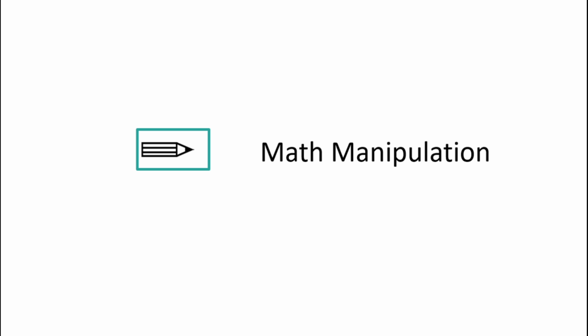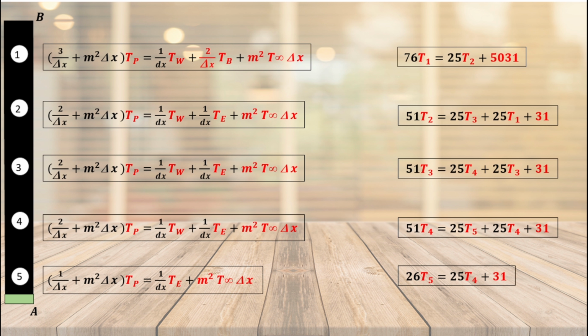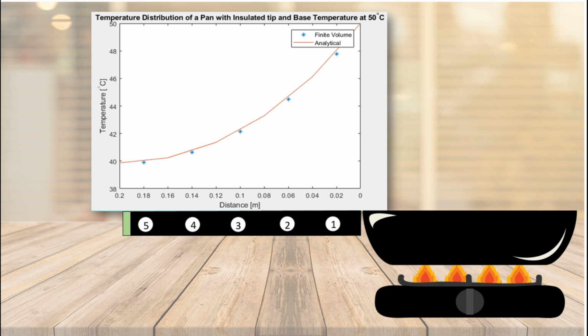Last step is math manipulation. Now we have all the nodal equations from previous slides, and the coefficients can be calculated from the known values. It is our job now to replace Tp, Tw, and Te with the corresponding temperature nodes. For example, the first equation at node 1, we're going to replace Tp with T1 and Te with T2. Same thing for the rest of the equations. Once we have all the equations, we can put them into matrix form and ask MATLAB to solve it for us. And here is a plot for the temperature distribution.